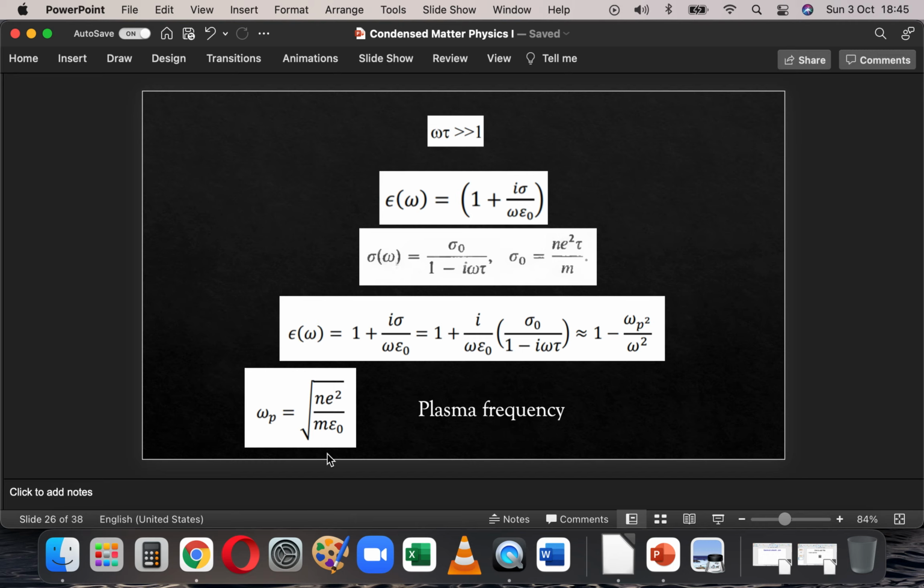So I can now write the epsilon of omega in the limit omega tau much greater than 1 as 1 minus omega p squared by omega squared. Why this is called the plasma frequency, and the significance of that, is what we're going to see now.